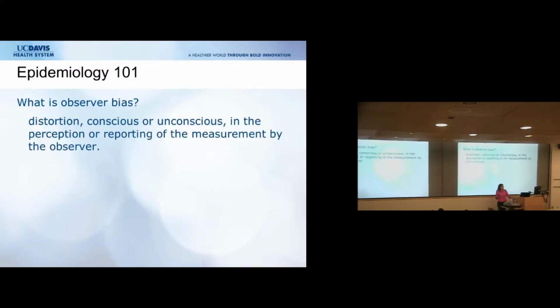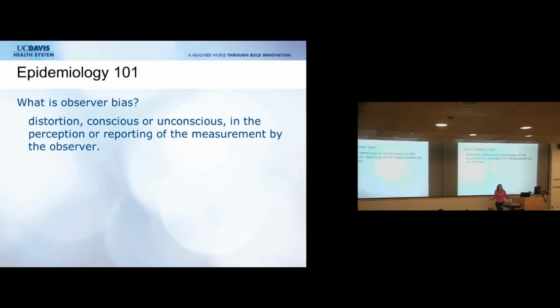The first one we're going to talk about is observer bias. Does anyone have any idea what I mean by this? Yeah. You see what you want to see. Great. That is a great way. What he said was you see what you want to see. So this is a distortion, meaning something that's conscious or unconscious in the perception or the way that something is reported by the observer.